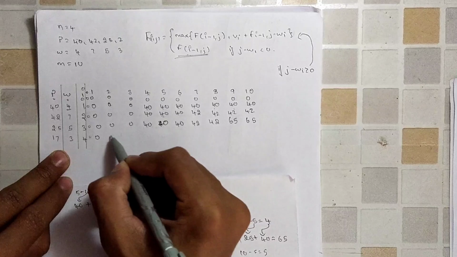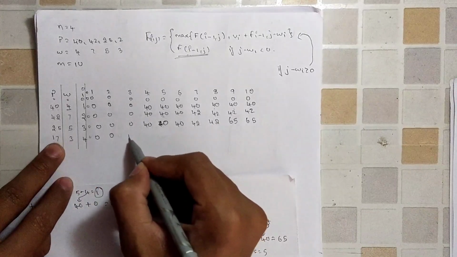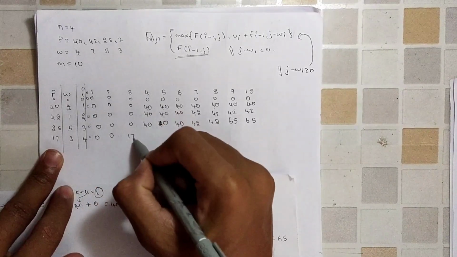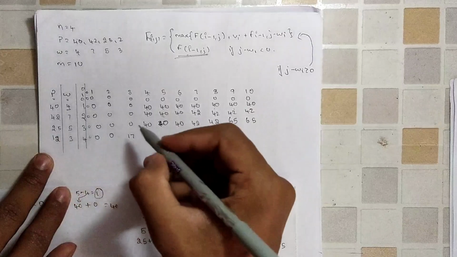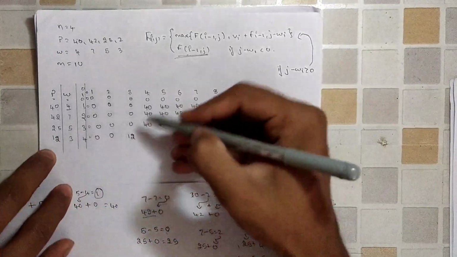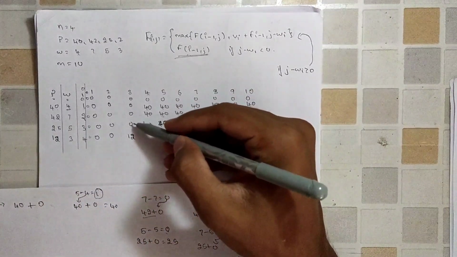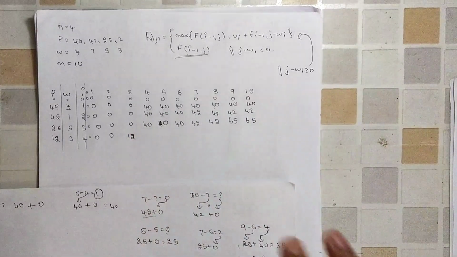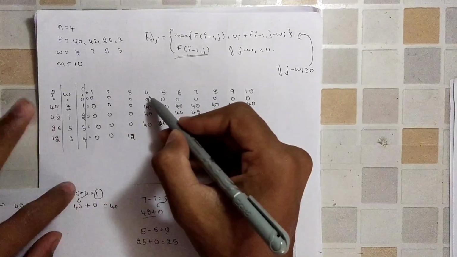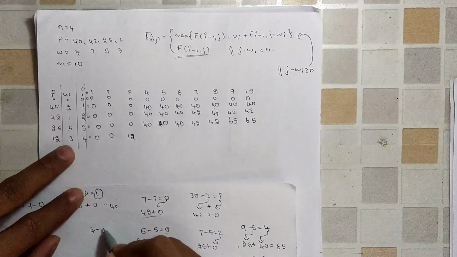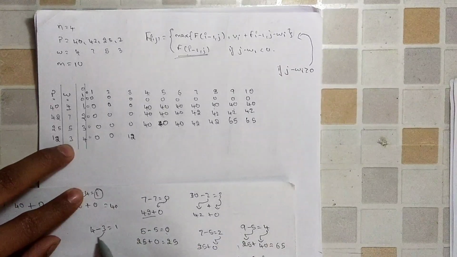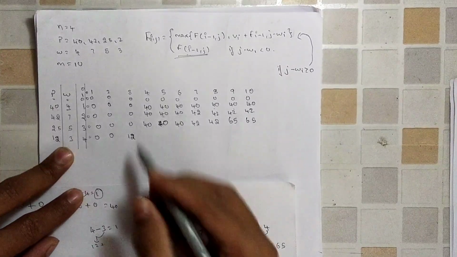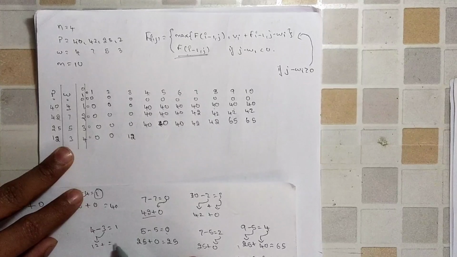So it is 0 here, 0 here. At 3, simply insert this weight 12. Oh, sorry, it is 12 actually, not 17. So why? Because here you don't have any profit earlier, so it will be 12 itself. Now at 4th place, 4 minus 3 equals 1. So profit at 3 is 12, plus at 1 we have no profit, so it is 12 itself, right?